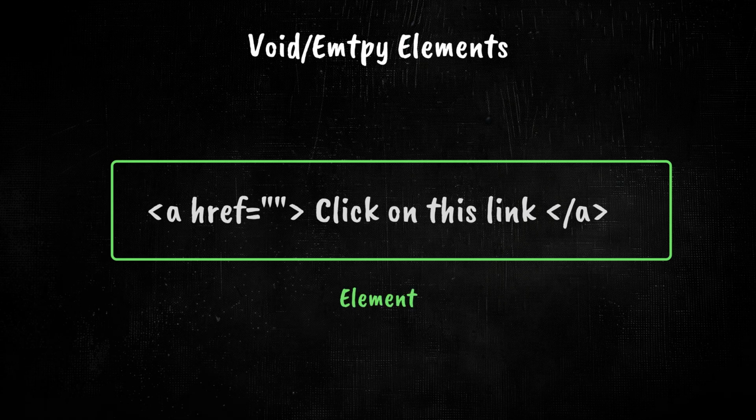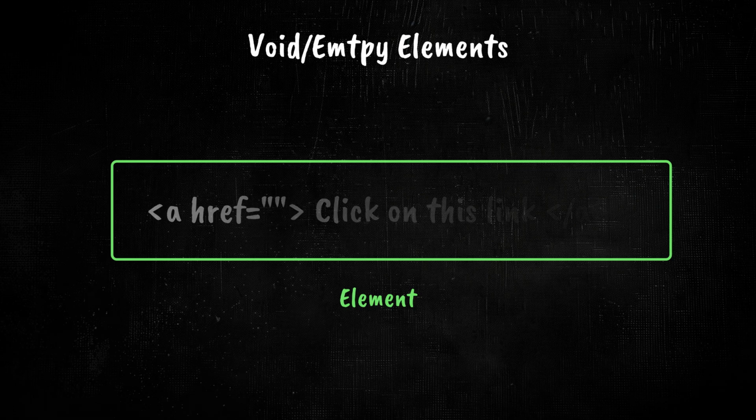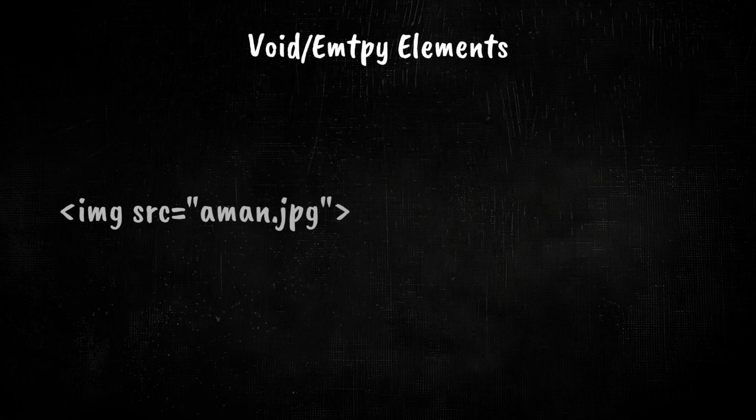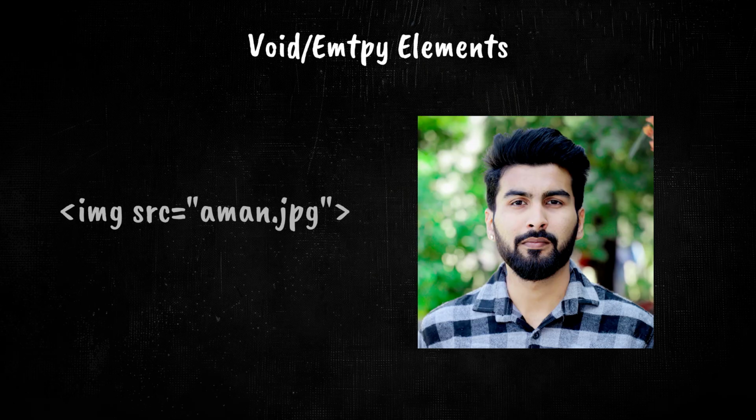Okay, so now that we know something like this is called an element, but here's a twist. Not every element needs content or a closing tag. Some are lone wolves called void or empty elements. For example, this element pops an image on your page using the source attribute. No closing tag, no content, just the tag and its job is done. Because you have already added the path in the source attribute and it is showing you the image. It does not need any further content or the closing tag.